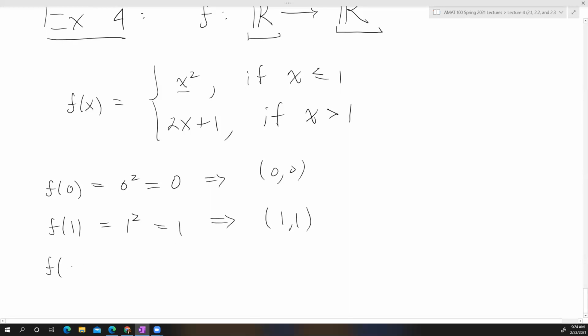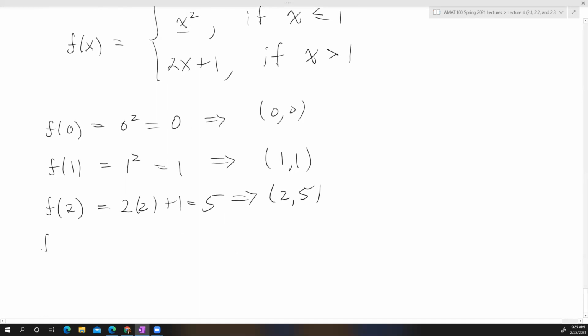Now, when x is, say, 2, 2 is strictly bigger than 1, so we use the second part of the definition to evaluate this. So we get 2 times 2 plus 1. This will be 4 plus 1 is 5. So that implies that (2, 5) is a point on the graph, and then maybe just one more point, and then that'll enable us to plot the graph.